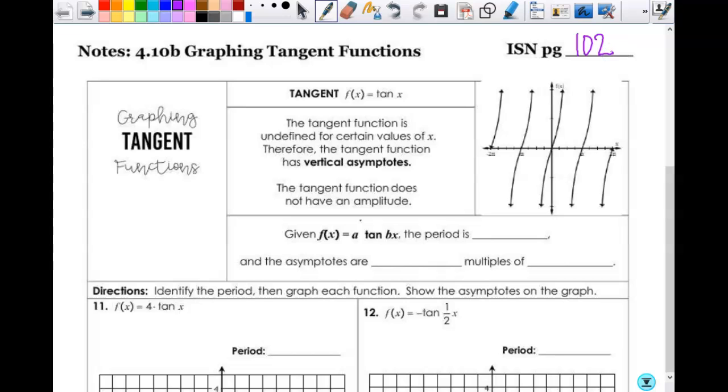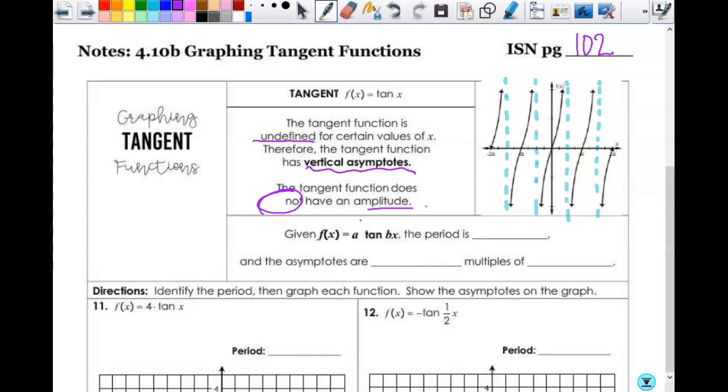So the tangent function is undefined for certain values of x. Therefore, the tangent function has vertical asymptotes. We've already looked at those. But on this little picture, I don't know if it's because of the way it's copied or if maybe they weren't even there and I didn't notice it. They're not there, and we don't need to regraph the whole thing. Just go in here and draw in the asymptotes because they are something that needs to be in there. And the tangent function does not have an amplitude.